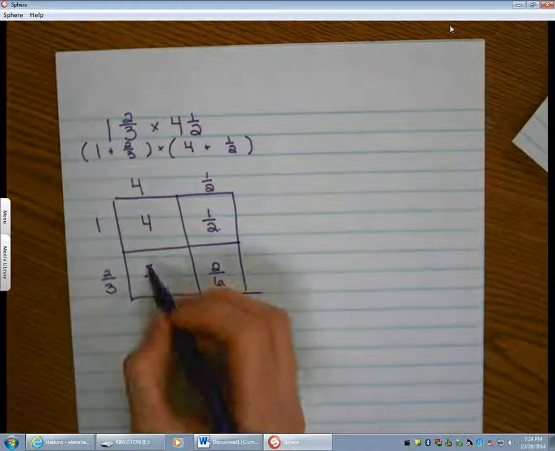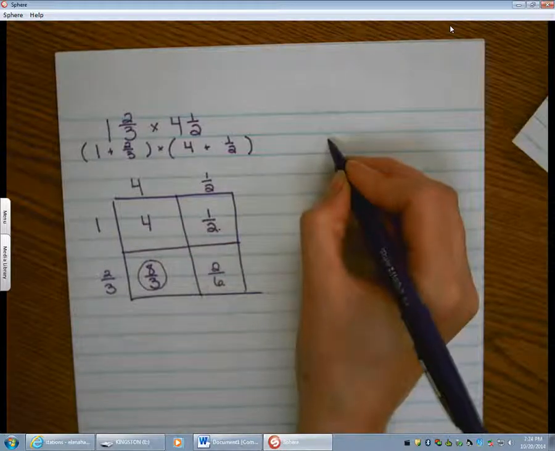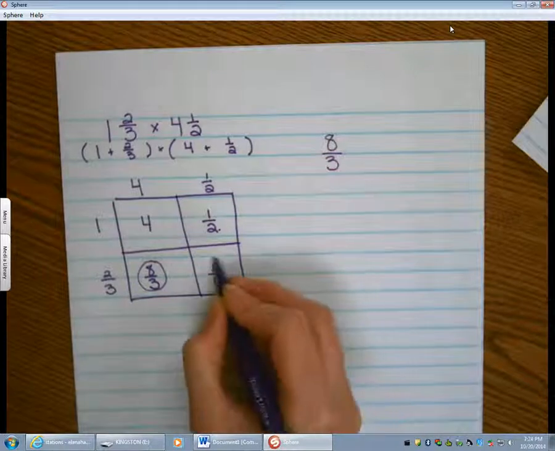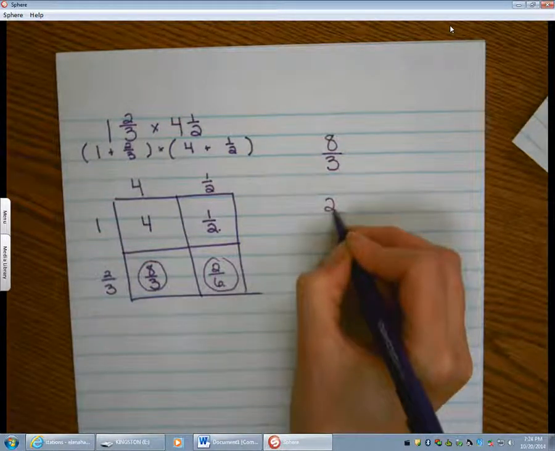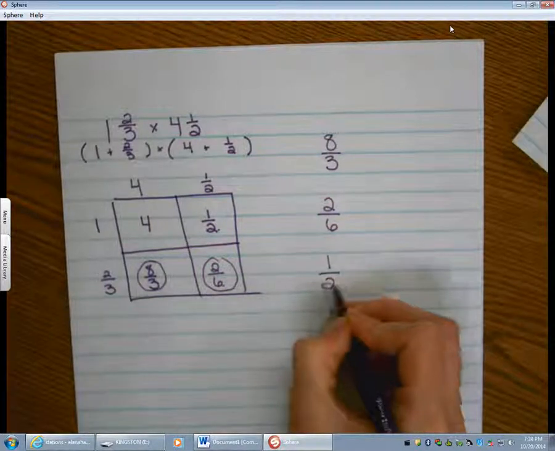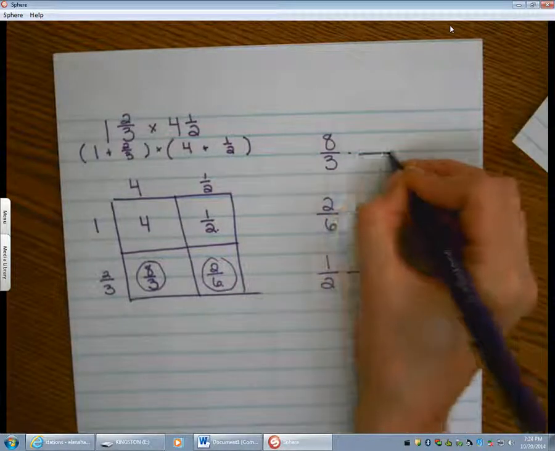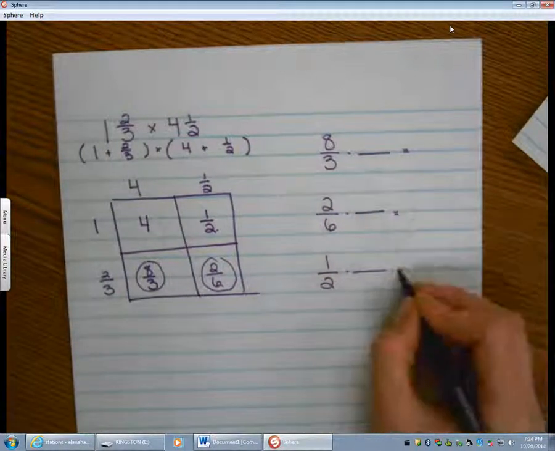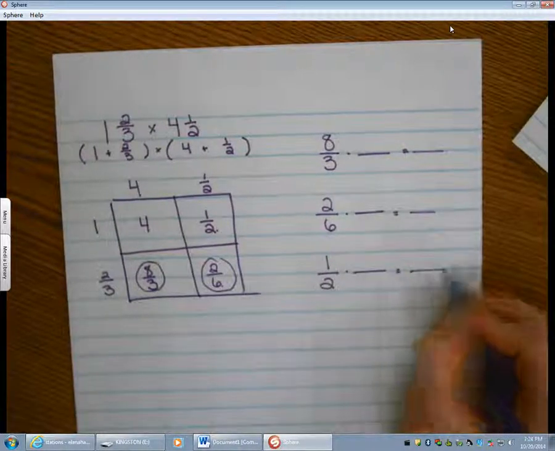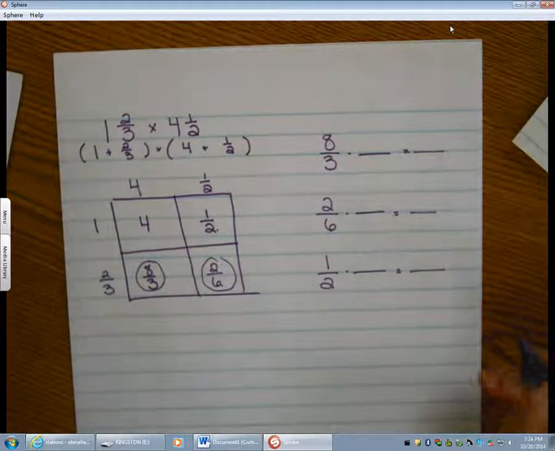So I'll start by adding my fractions together. 8/3, 2/6, and 1/2. And again, you should pause the video and make your equivalent fractions with a good common denominator, because this is something that we're confident with at this point. And if you're back with me, the least common multiple that we're going to use as our common denominator here is 6.